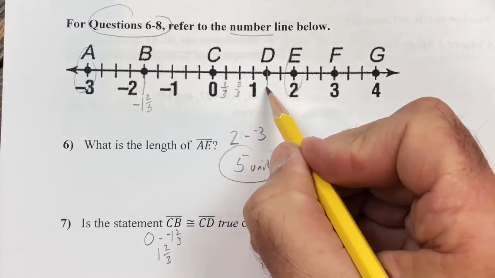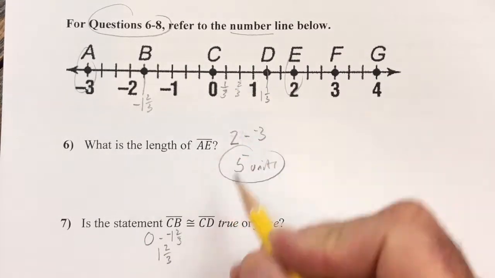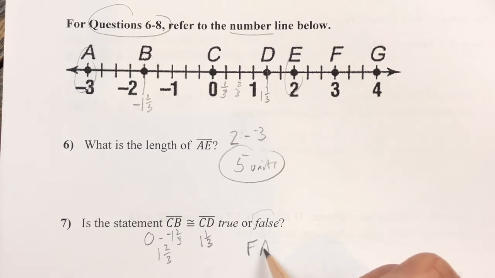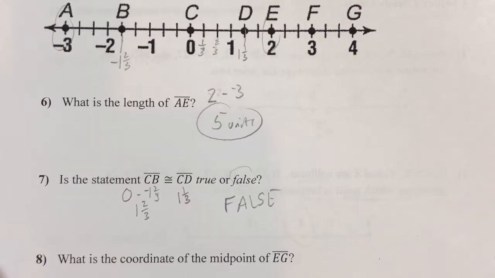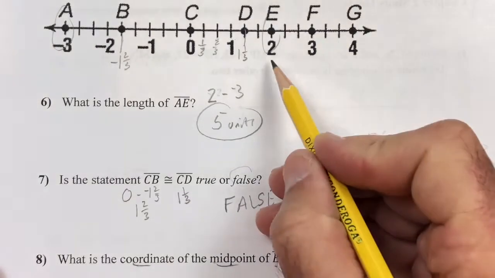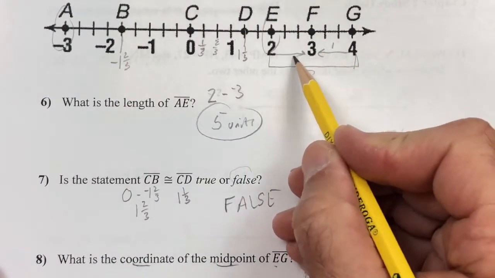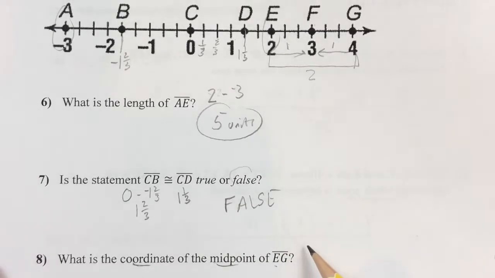And all I need to do is subtract 0 minus -1 and 2/3, and I get 1 and 2/3 for that distance. Then look at C to D. D is 1 and 1/3. So subtract 0, which is what C is. Find the distance is 1 and 1/3. They're not the same, so this is a false statement. And number 8, you're looking for the midpoint from E to G, distance of 2. So you have to go to the right 1 and left 1, and you find the midpoint is F, 3.